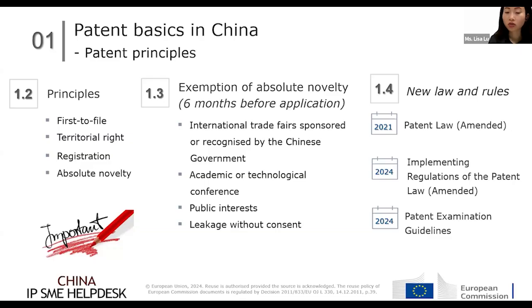And today we are going to see the new patent laws and rules. And what are those? I'm not going to go through the very details of the articles, but here you should know there are 3 major laws and rules of patent. The first is the patent law, which is amended in 2021. That is the 4th amendment of patent law in history. The second one is the implementing regulations of the patent law as well. And the third one is the patent examination guideline. The last 2 only entered into force earlier this year.